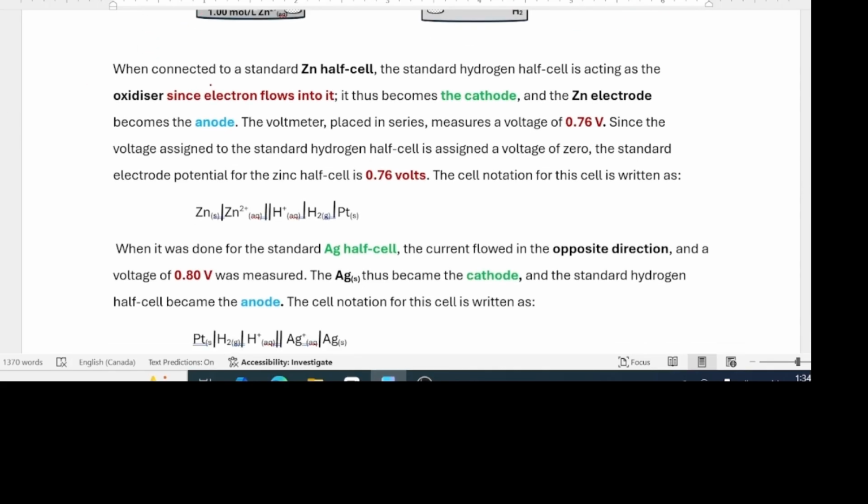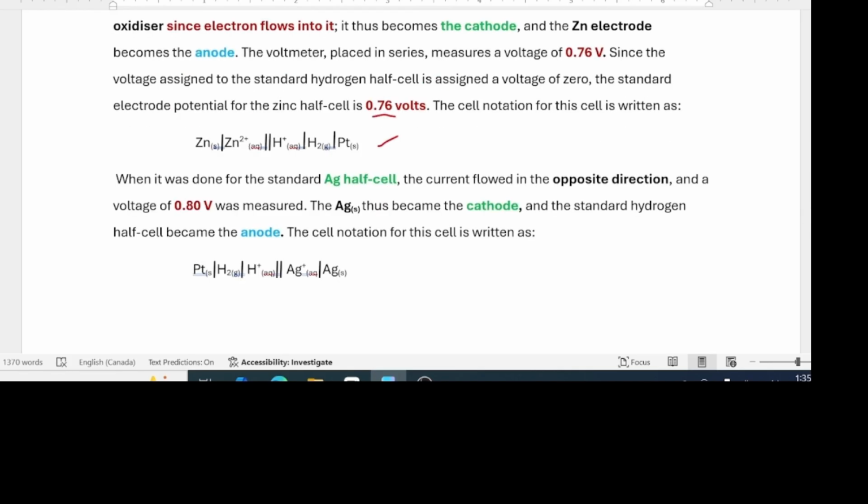Same thing. When connected to a zinc half cell, the standard hydrogen half cell is acting as the oxidizer. Since electrons flow into it, it does become the cathode, and the zinc electrode becomes the anode. The voltmeter placed in series measured a voltage of 0.67. Since the voltage assigned to the hydrogen half cell is 0, the standard electrode potential of the zinc half cell is 0.6 volt. And that, of course, is a notation given to that cell when a zinc half cell is connected to the hydrogen half cell.